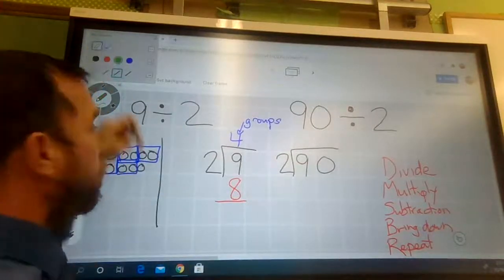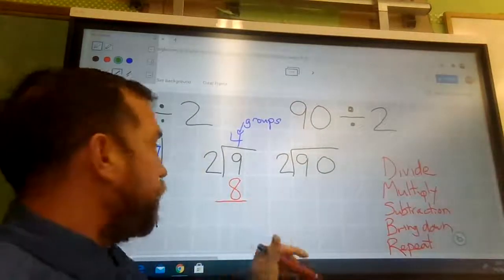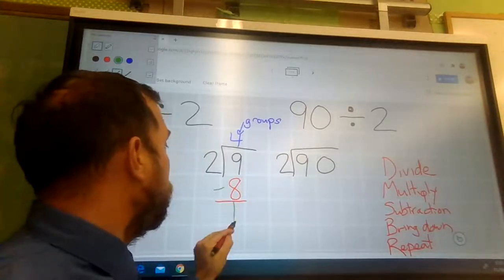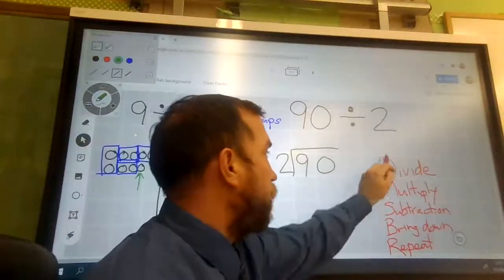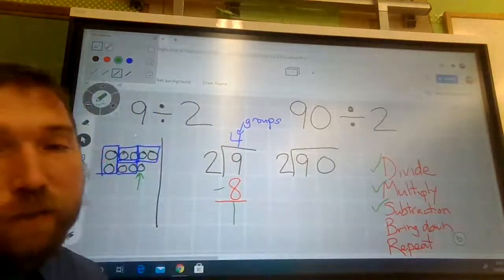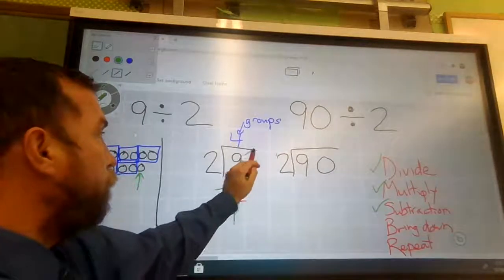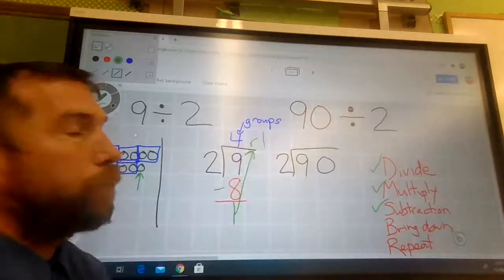How many kids are still left or did not end up on a team? Just that 1 kid. That's our subtract. I look at my next step. That was my D, M, and S. I go to bring down, and there's nothing to bring down. So I go to R. In this case, R would be my remainder.